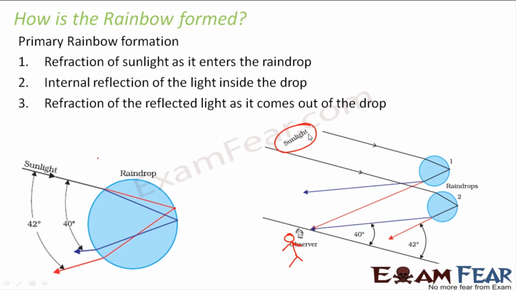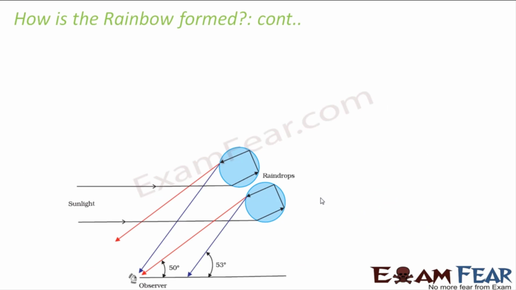That is because sunlight comes from here and it falls on the raindrop, and then whatever is coming from the raindrop, if that reaches your eye, only then will you be able to see the rainbow. So if you stand in such a way that your back is towards these raindrops, that means you are facing the sun. In that case, you will not be able to see the rainbow because these rays coming out of the raindrops will not be able to reach your eye, right?